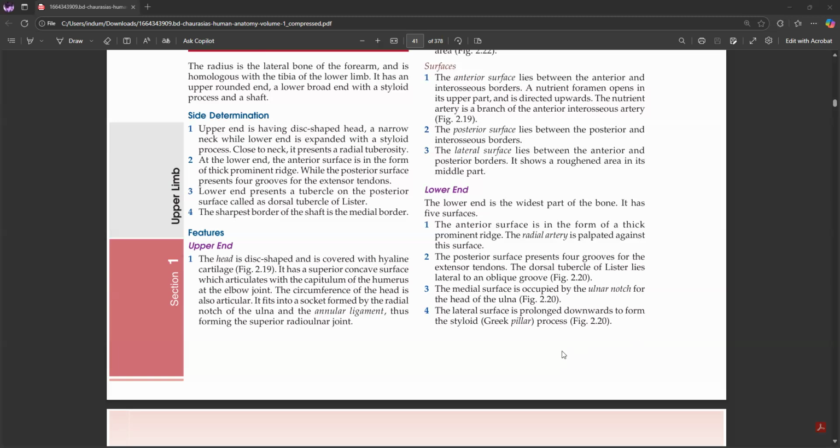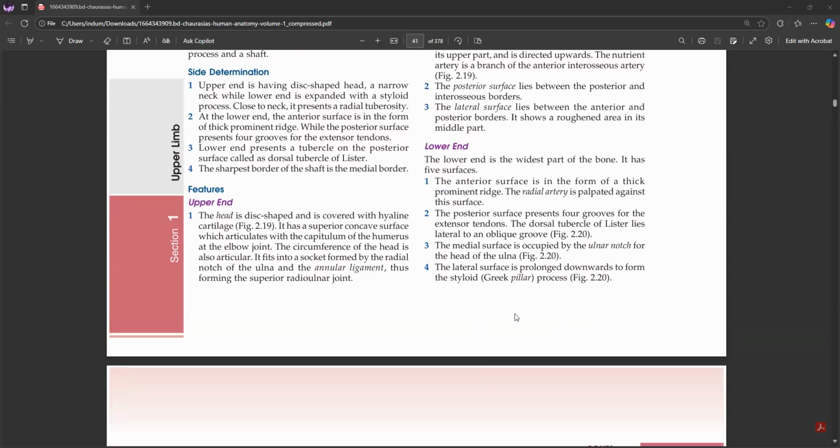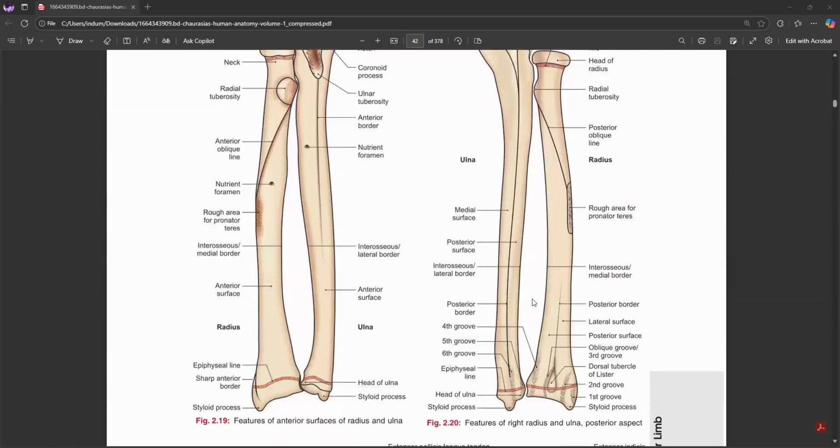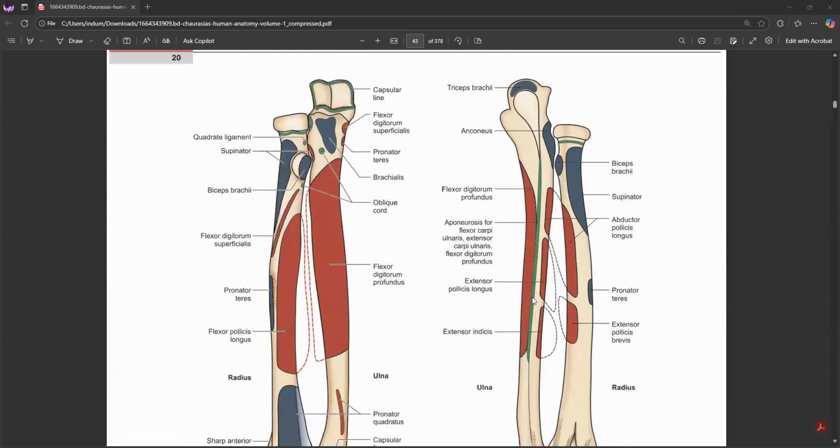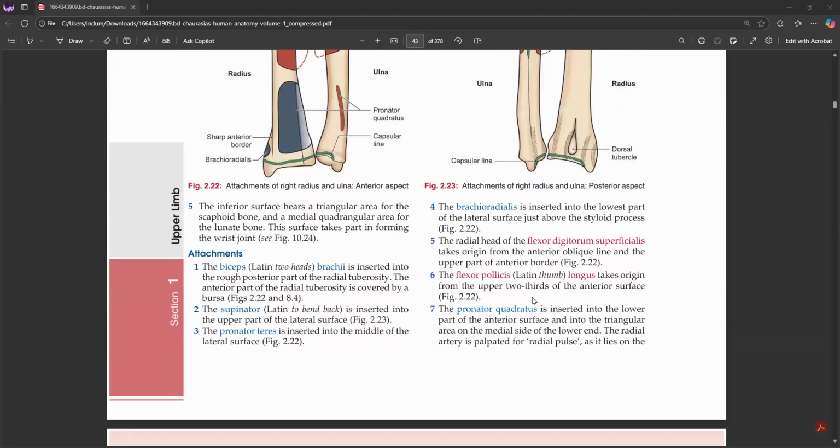Number 3. The medial surface is occupied by the ulnar notch for the head of the ulna, figure 2.20. Number 4. The lateral surface is prolonged downwards to form the styloid process, figure 2.20. Number 5. The inferior surface bears a triangular area for the scaphoid bone and a medial quadrangular area for the lunate bone. This surface takes part in forming the wrist joint. See figure 10.24.